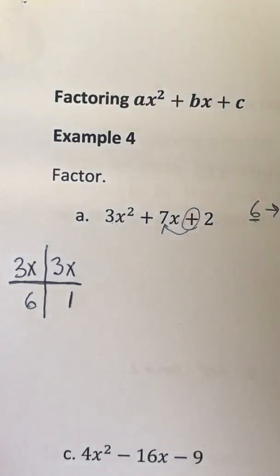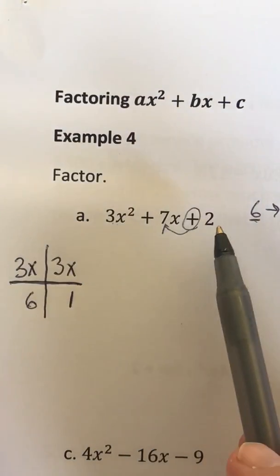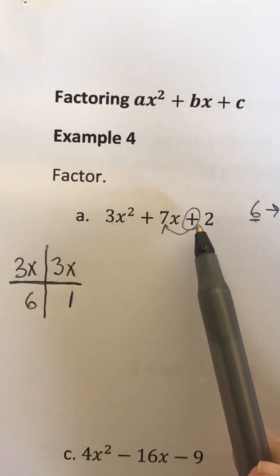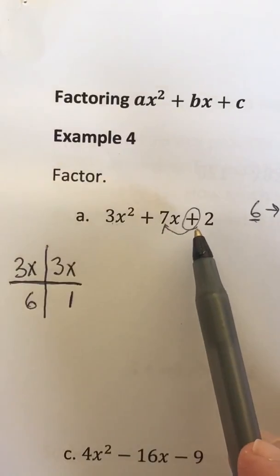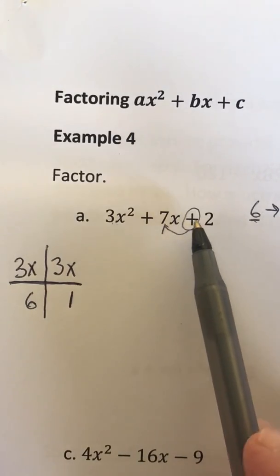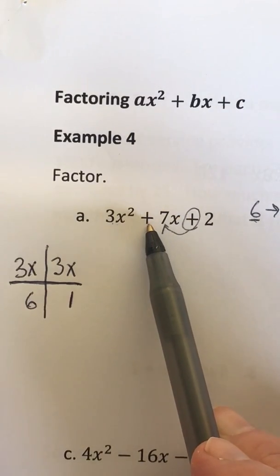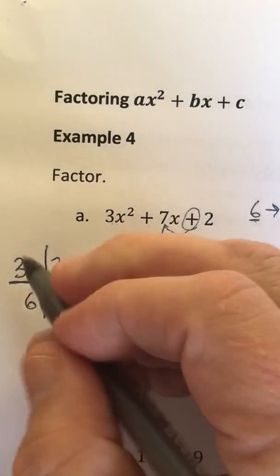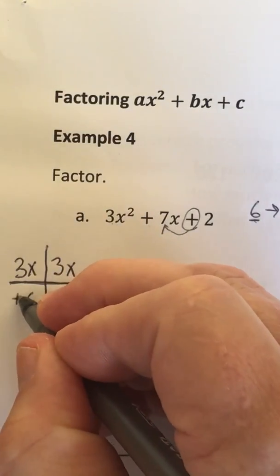All right? Now, again, we're going to get the signs, but it's the same as when there wasn't a leading coefficient. So if we see the last sign is a plus sign, that means the signs are the same, and they're both going to be whatever our middle sign is. So we're going to put a plus for both of these.